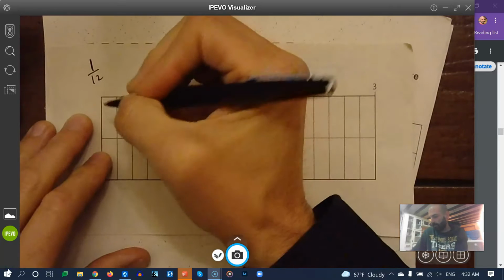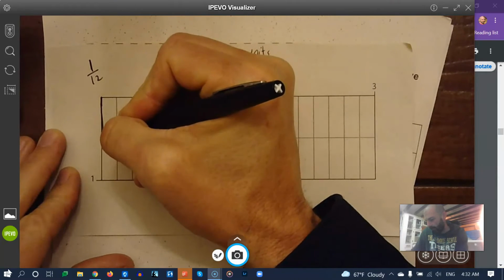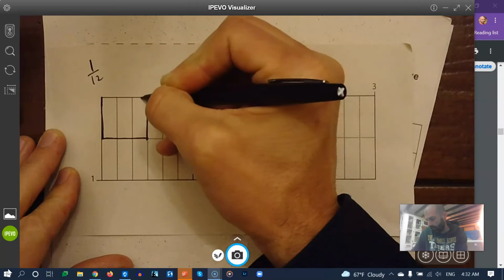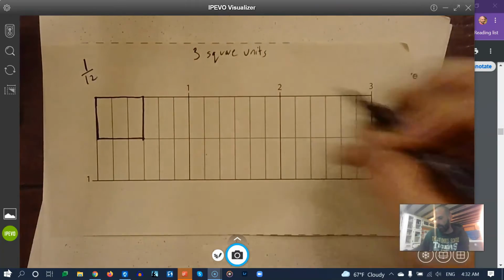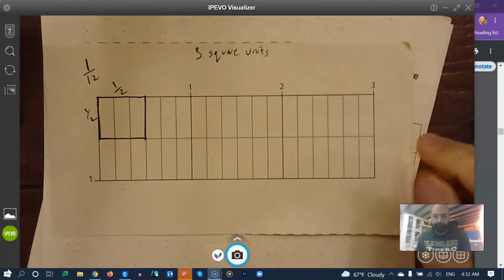Well, there's a bunch of them you can find. I'm just going to do it here. So here's a 1/2. And in this direction, we go over 3. That's a 1/2. So right here, I shouldn't have said rectangle. This is a 1/2 by 1/2 square, isn't it? So we have 1/2 and 1/2.